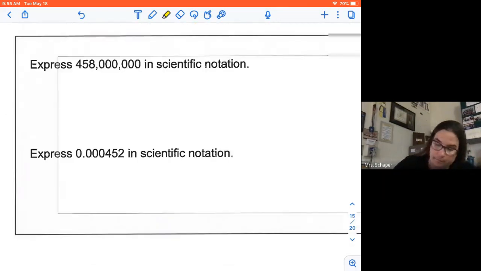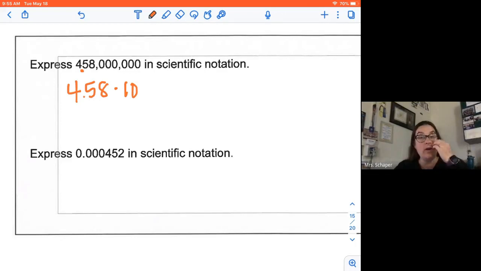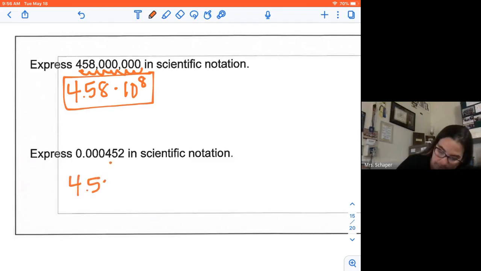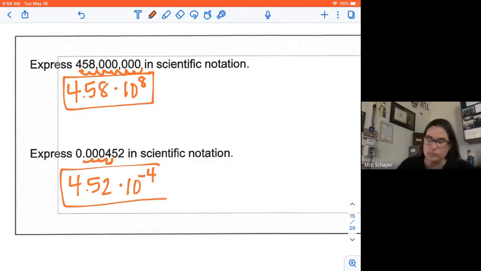Let's try another one. All right, so my decimal, I can only have one number in front of the decimal. And now to figure out my exponent, I figure out how far I move those numbers. So 1, 2, 3, 4, 5, 6, 7, 8. 4.58 times 10 to the 8th. Again, only one number in front of the decimal. We're going to move it back 1, 2, 3, 4, negative 4. 4.52 times 10 to the negative 4th.